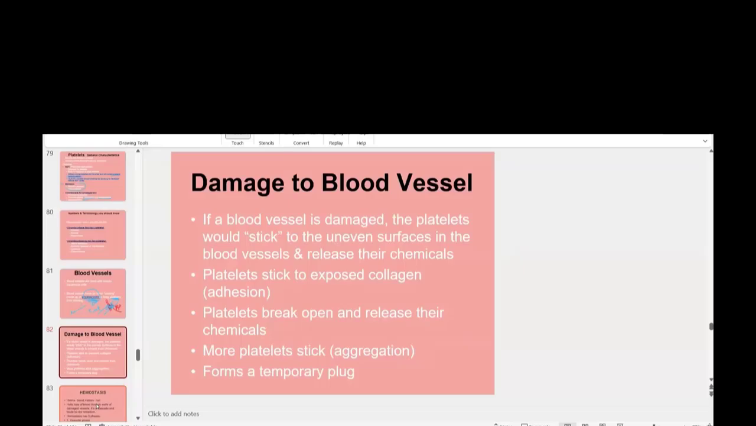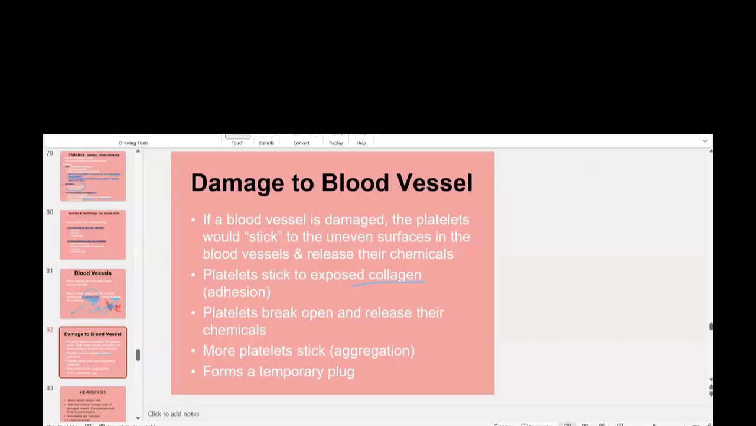So, damage to the blood vessel. If a blood vessel is damaged, the platelets would stick to the uneven surfaces in the blood vessels and release their chemicals. Platelets will stick to exposed collagen, which is adhesion. Whenever the tissue has ruptured and the blood vessel wall is also ruptured, collagen is exposed, and platelets have an affinity for that. They are going to go and adhere to that collagen.